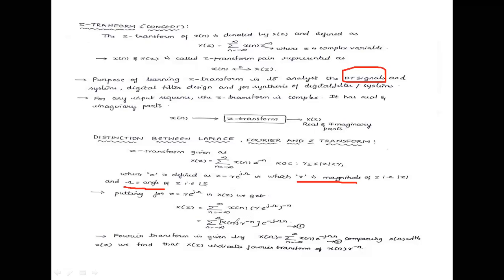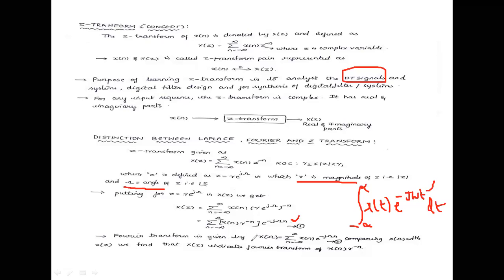So the sum over n from minus infinity to infinity of x of n, rewriting r to the power minus n as e to the power j omega n minus j omega. This is related to the Fourier transformation equation. So what is the Fourier transformation equation? X of t into e to the power minus j omega t dt. Here e to the power minus j omega n is discrete, and t is a continuous time signal.